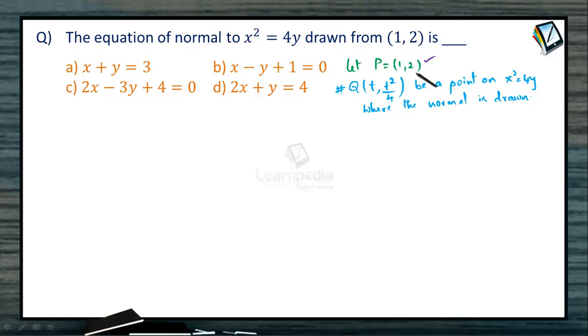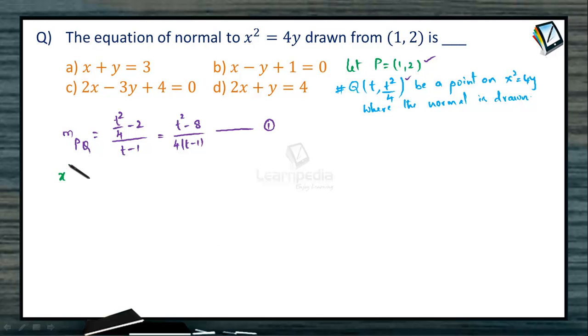Now once we have two points P and Q, what is the slope of the line joining PQ? Yes, it is y2 minus y1 by x2 minus x1, that is t squared by 4 minus 2 by t minus 1, which can be simplified as t squared minus 8 by 4 times t minus 1. So this is the slope of the required normal.